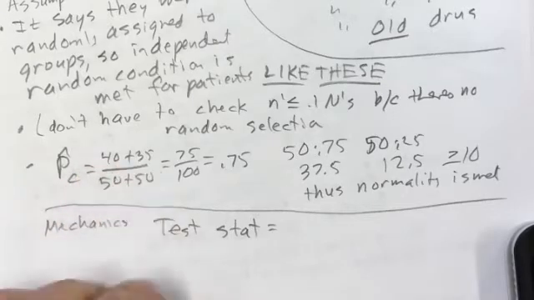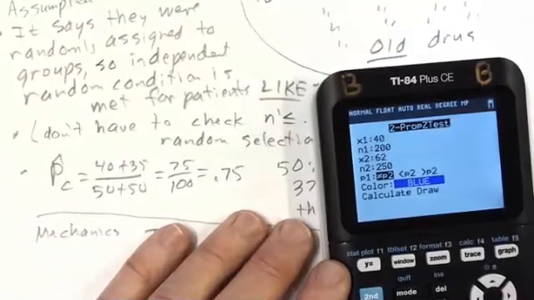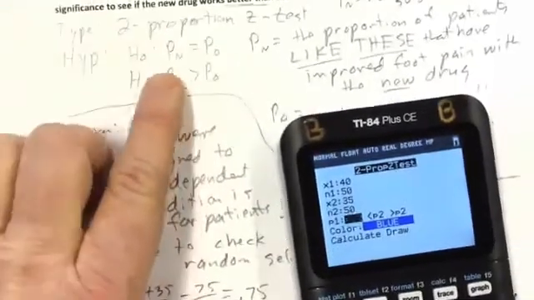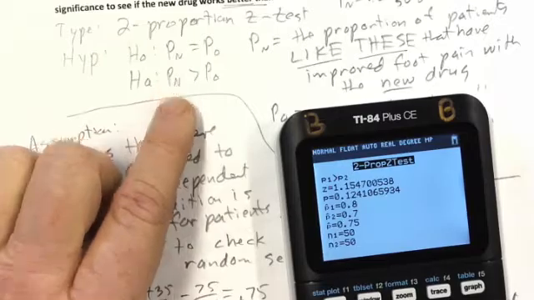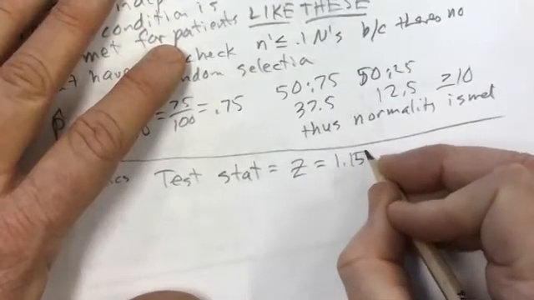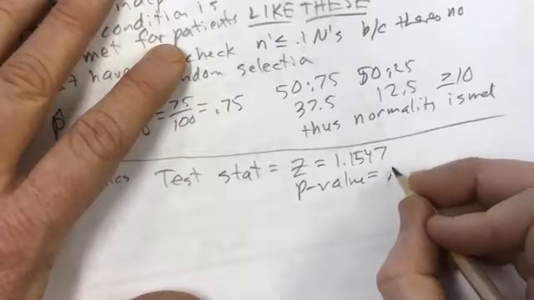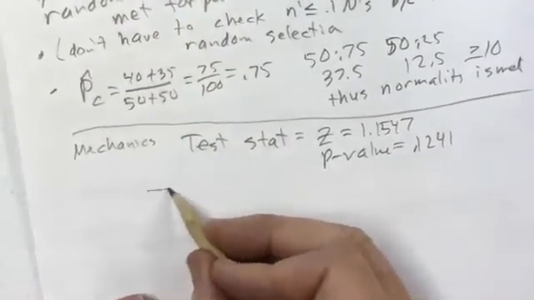So 40 and 35 are our number of successes. On the first group, we had 40 successes out of 50 trials, and in the second group, we had 35 successes out of 50 trials. Our alternative is greater than, so it's a one-sided test, greater than. Then we go calculate, and there's our test stat and p-value. Our z test stat is 1.1547, and our p-value is equal to 0.1241. So there's our test stat and p-value.